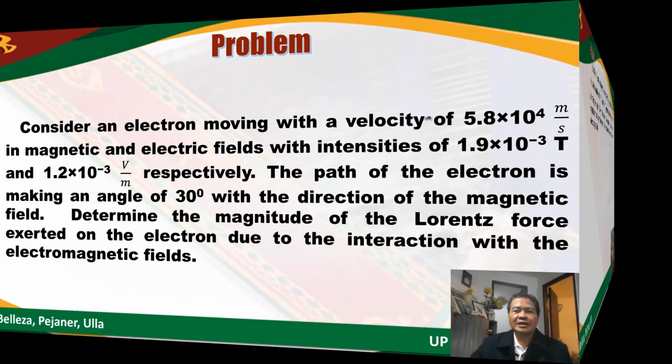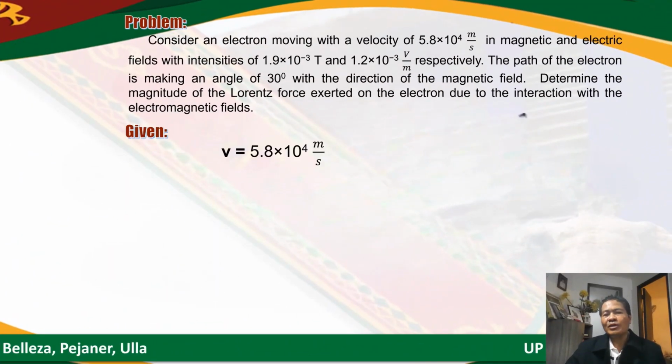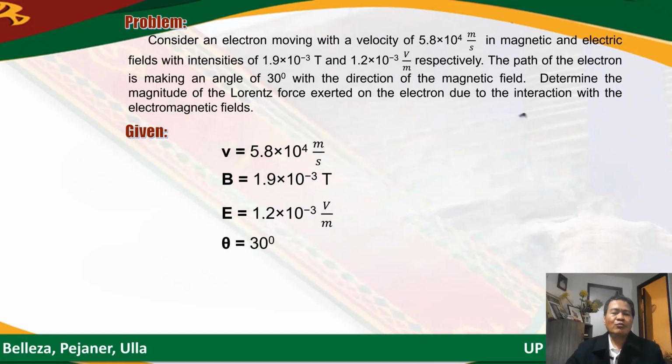We can present our givens here. We now have your velocity v, which is equal to 5.8 times 10 to the fourth meters per second. We also have your magnetic field B, the magnitude of which is 1.9 times 10 to the negative 3 Tesla. We also have your electric field E, magnitude of which is 1.2 times 10 to the negative 3 volt per meter. And then we also have your theta, or the angle, which is equal to 30 degrees. And then our q, which is the charge of the electron, 1.6 times 10 to the negative 19 coulomb.